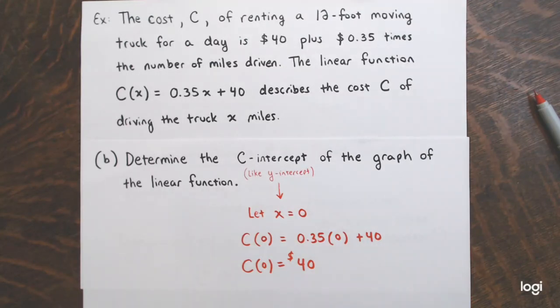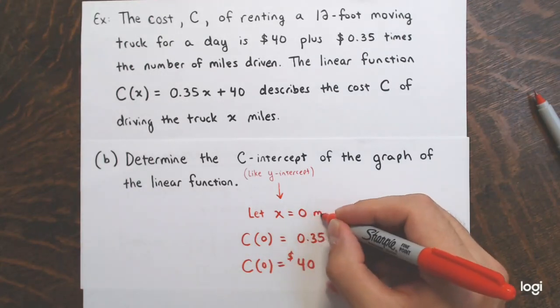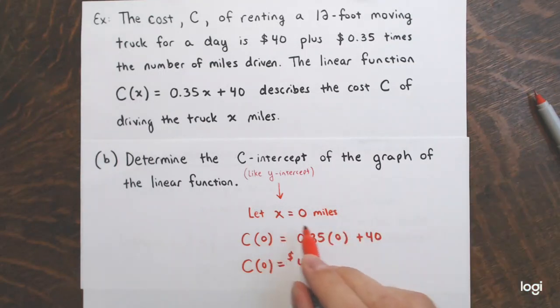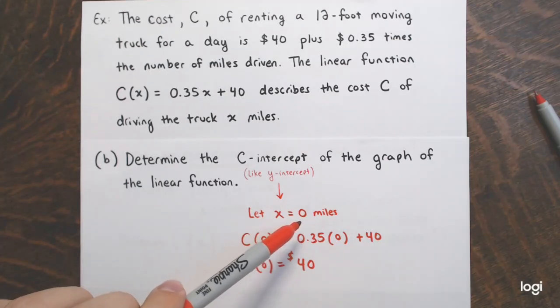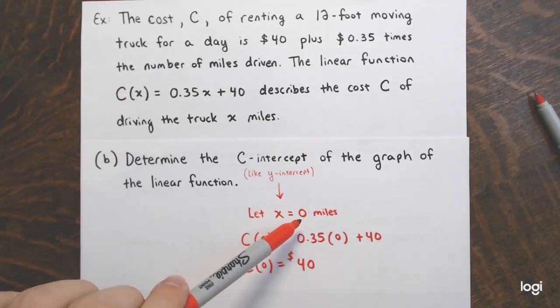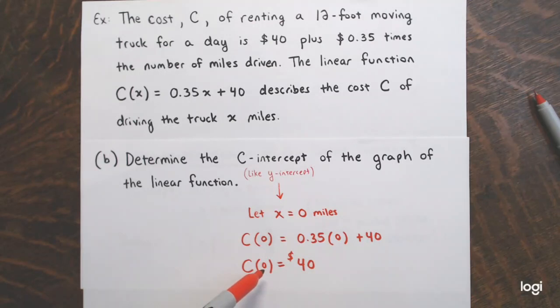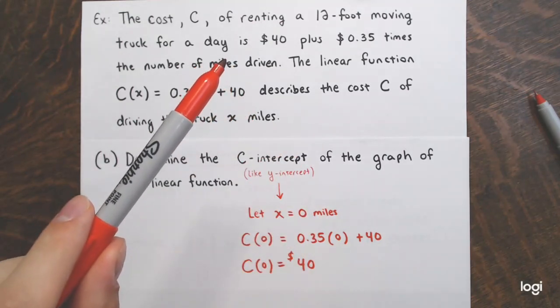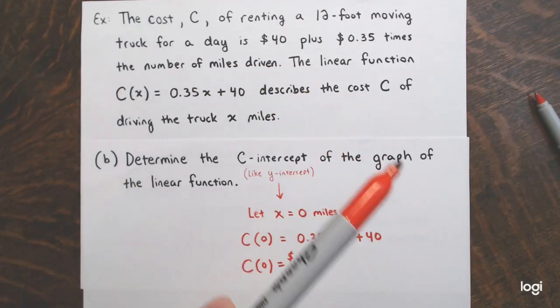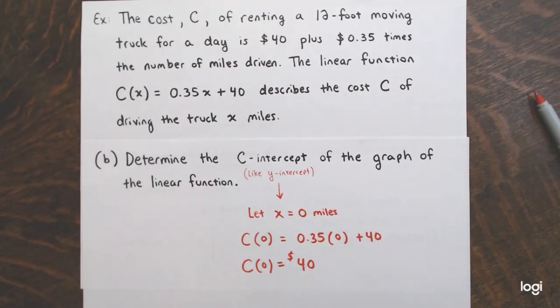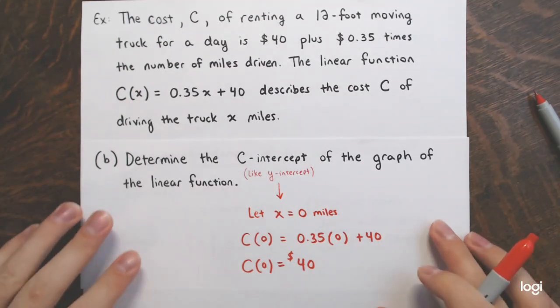So if I drive 0 miles, and I guess I could put that in as well, this is 0 miles. Remember what x represents, a number of miles driven. So when the input is 0 miles, I have driven this truck 0 miles. The cost of driving no miles is still $40, right? That was mentioned. The cost of renting this moving truck for the day is $40 right up front, and then more money if you drive miles. Okay, so the c-intercept then.